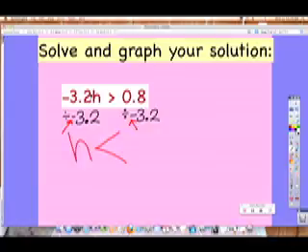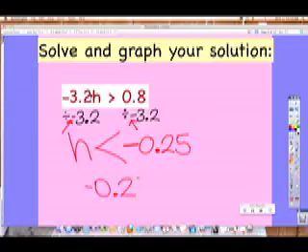Okay, thank you. Again, if you just write -0.25, wrong or right? Because you'll get that wrong. That doesn't make any sense for this type of problem. This is saying everything smaller than -0.25. So do not write this. We'll mark it wrong. This is what we want to see.